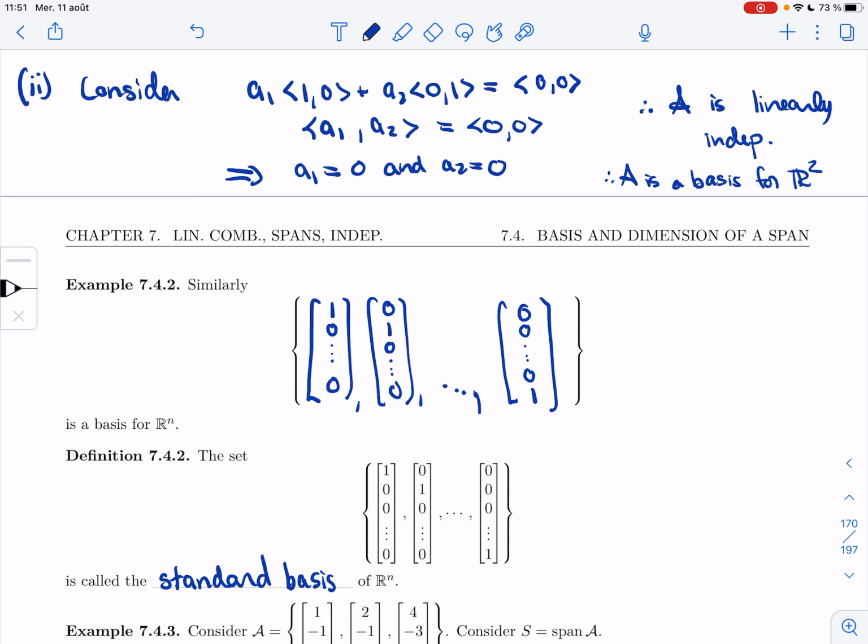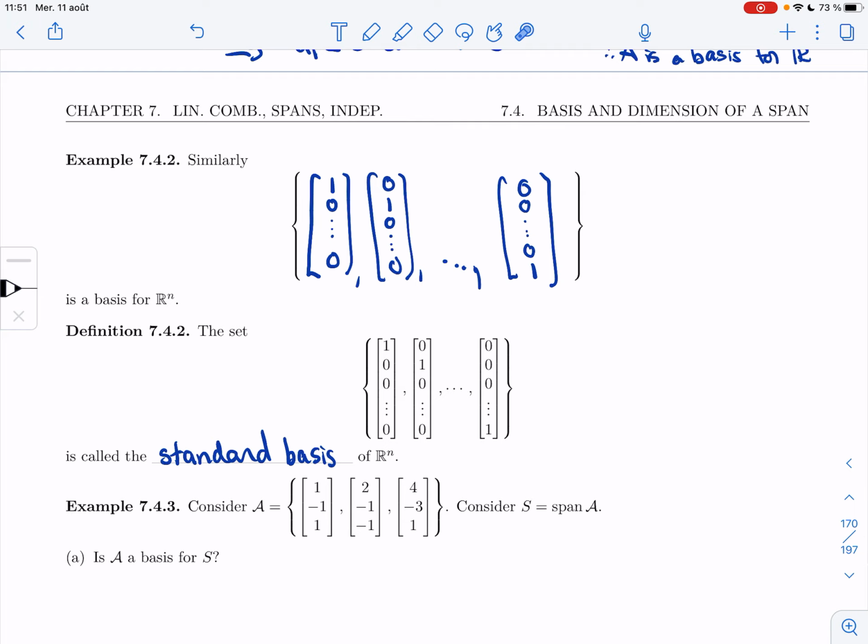All right, so that's it for this video. In the next video, we'll be looking at example 7.4.3, where we'll prove something a bit more complicated. I'm going to take this A, show that A is not a basis, and then find a basis for its span. All right, thank you.